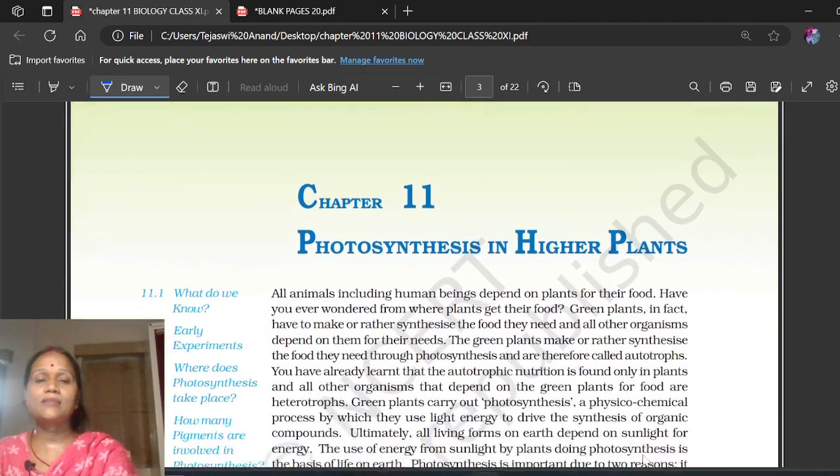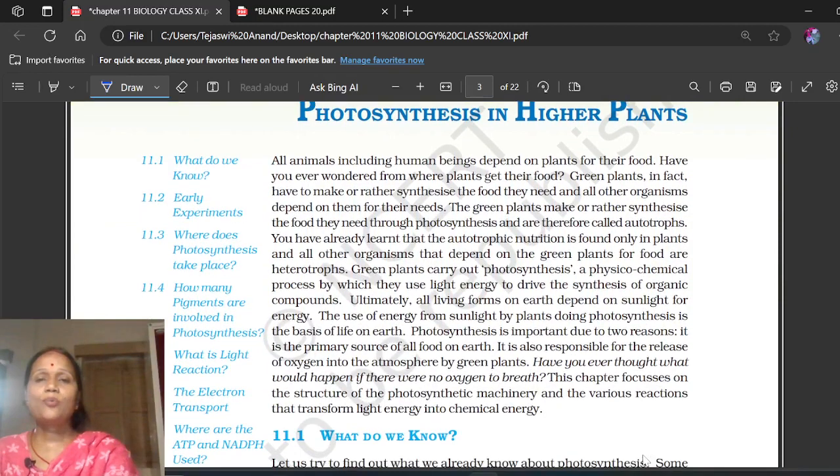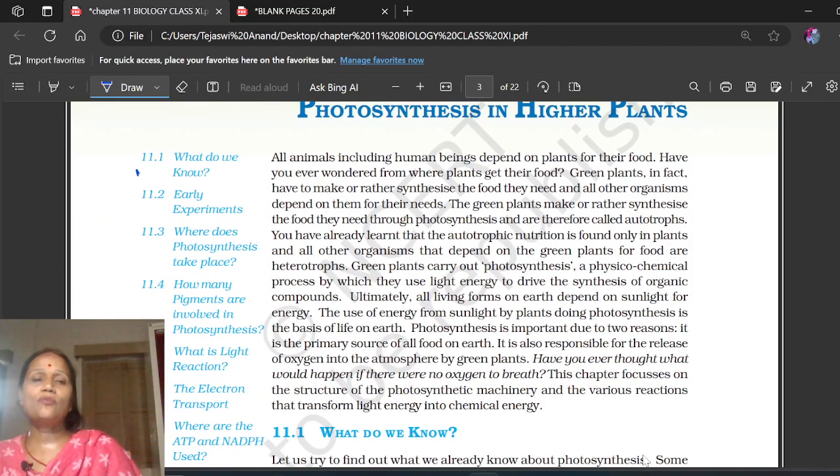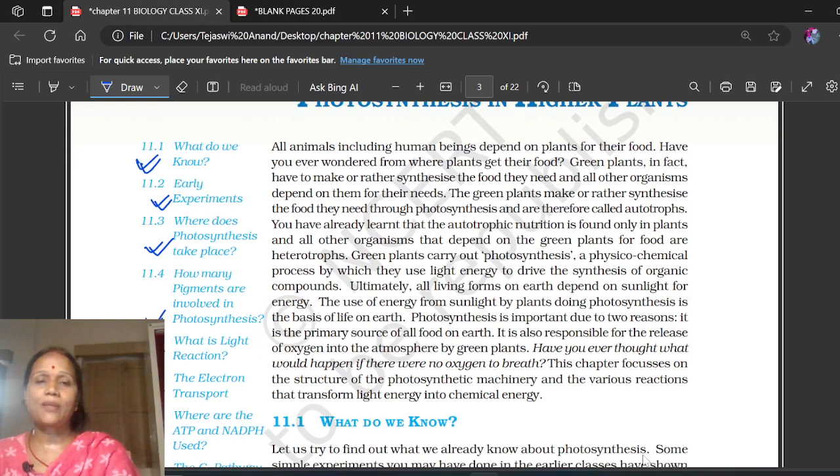Now, photosynthesis in higher plants. In photosynthesis in higher plants, what do we know? First of all, what do you already know? And what early experiments were done? Where does photosynthesis take place? How many pigments are involved in photosynthesis? What is light reaction? And then ETS, the electron transport system, we shall study. Where are ATP and NADPH used? There are different types of subtopics that we have to cover in this chapter.